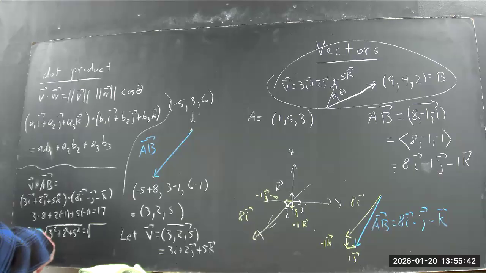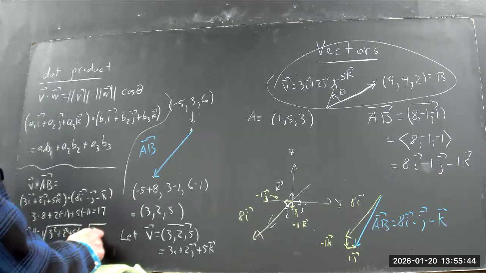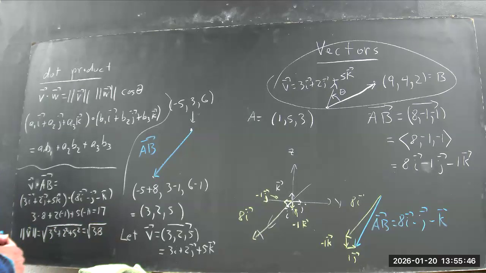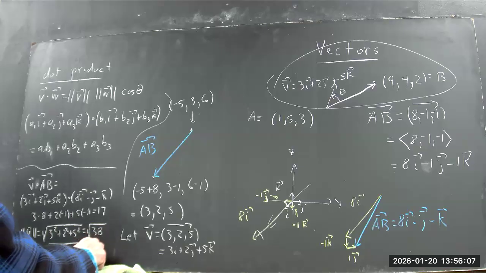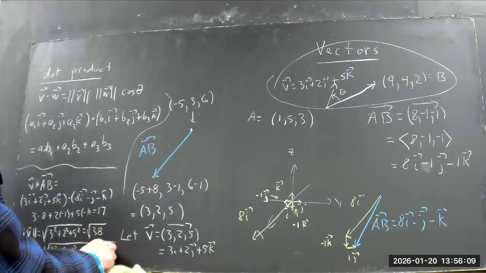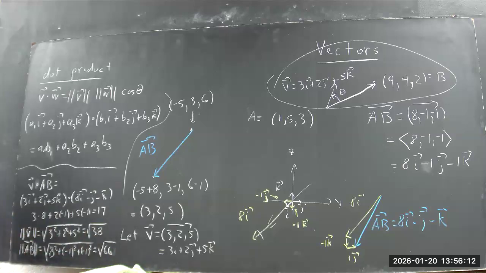That's 25 and 9, and this is, I think, it gives you 38. Yeah, and the magnitude of AB is the square root of 8 squared plus -1 squared plus -1 squared, which is the square root of 66.